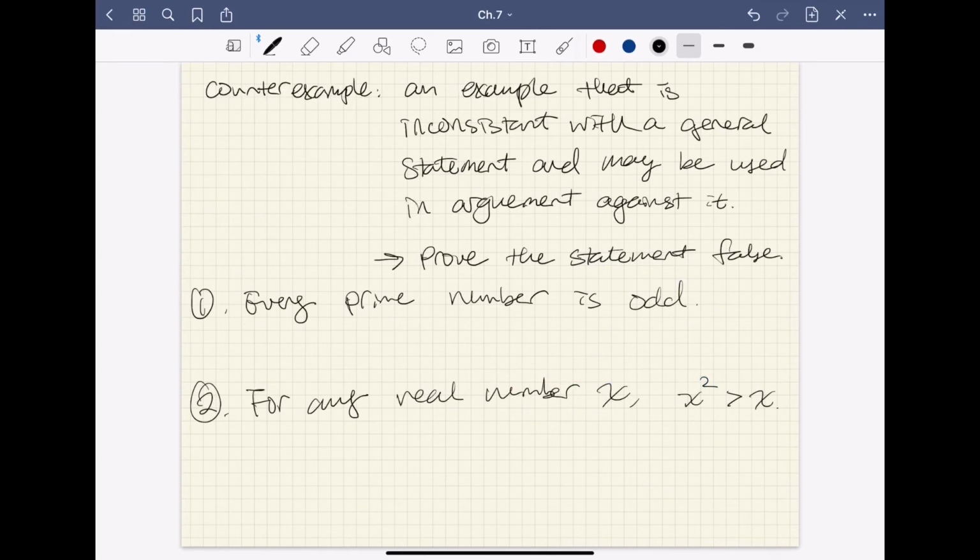Next, we're going to talk about counterexamples. A counterexample is an example that is inconsistent with a general statement and may be used in argument against it. So a counterexample proves the statement false. Okay, let's do 2 examples together.